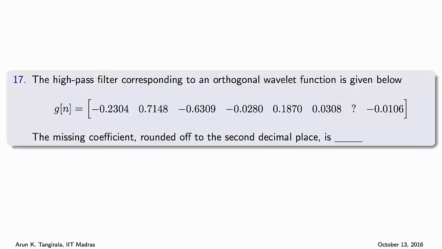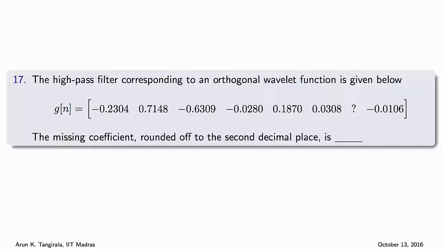Okay, so we are back to wavelets. That was a good detour to Wigner-Ville. So, we are given here the high pass filter corresponding to an orthogonal wavelet function. Remember, for any orthogonal wavelet, when you have DWT, you have a wavelet filter and you have a scaling function filter, right. Wavelets can be specified in terms of the filter coefficients.